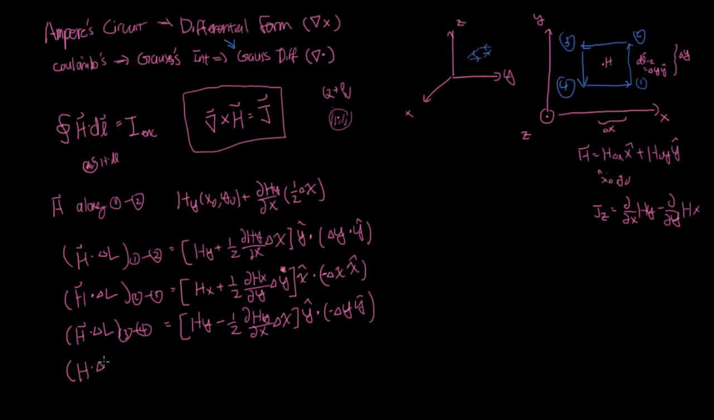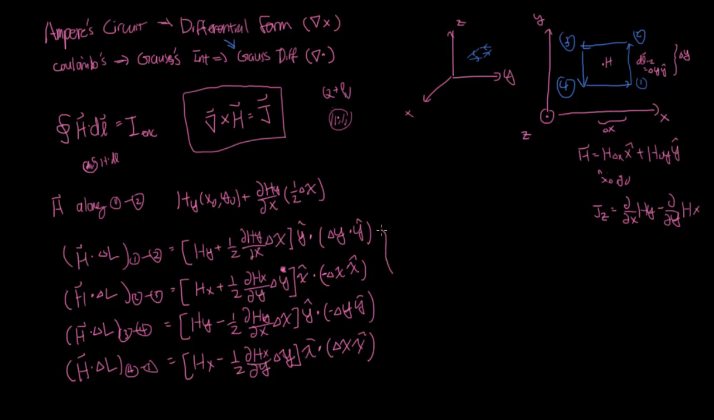And our last side, H dot delta l from 4 to 1, would be this here, so that would be Hx, and we're going to shift it down by half a delta y, so minus 1/2 dHx/dy, which is a slope, times 1/2 delta x, 1/2 delta y, where I pulled the 1/2 out here, x hat, and then in this case our dl is delta x in the x hat direction.